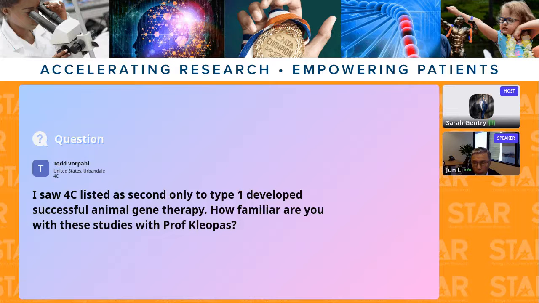Alrighty, so let's go to the next one. It looks like you might have already just spoken on this, but we'll go over it. I saw 4C listed as second only to type 1 to develop successful animal gene therapy. How familiar are you with these studies with Professor Cleopas?